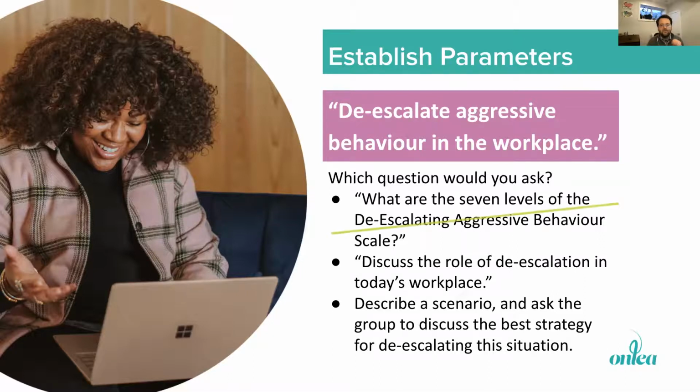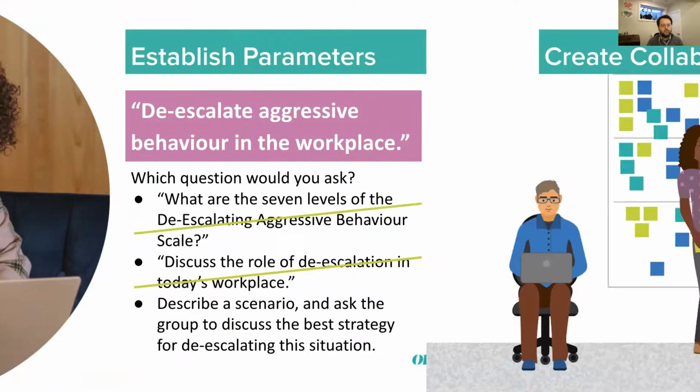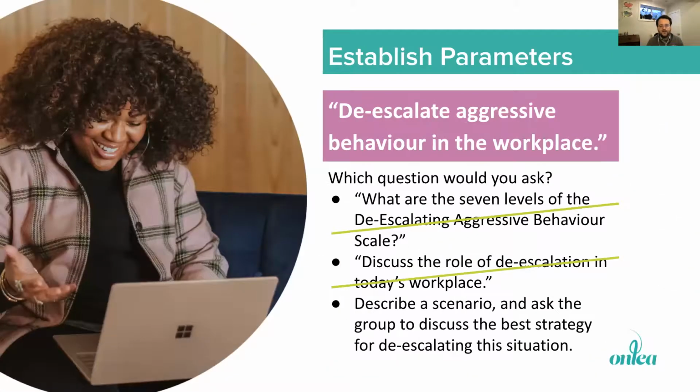So you want to avoid asking questions for which there is a single concrete answer. Asking them to list the 7 levels might help them to memorize those levels, but discussion will end pretty quickly, and they're not engaging in any higher order thinking. Discussing the role of de-escalation is better, but it might be a little vague. The students might come back looking for guidance on what exactly you're looking for. Instead, look for issues or scenarios that will prompt critical thinking and problem solving. Give them a scenario or a case study to work through, and that is a great way to do this.